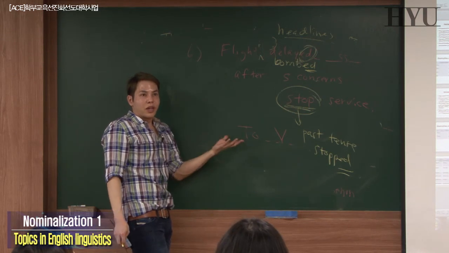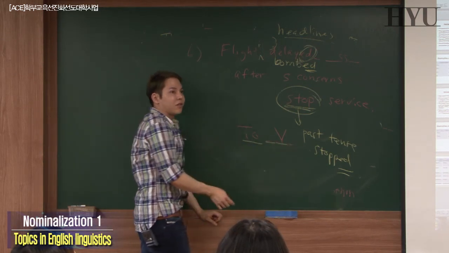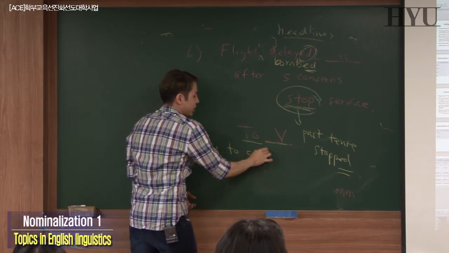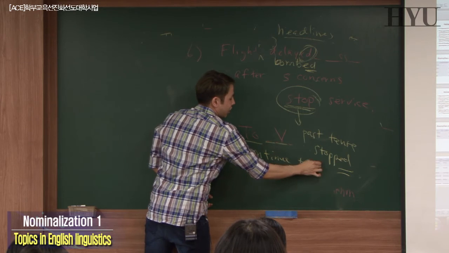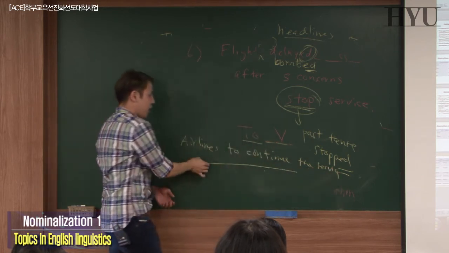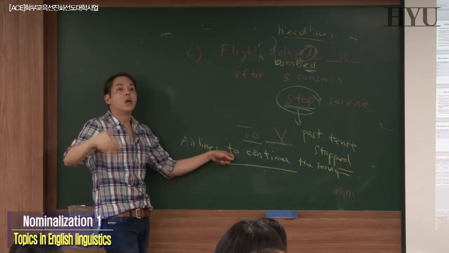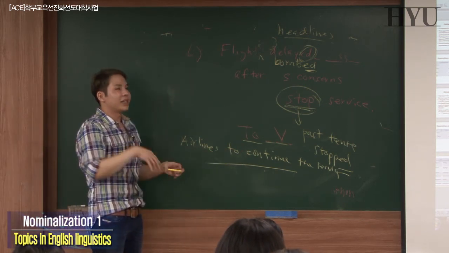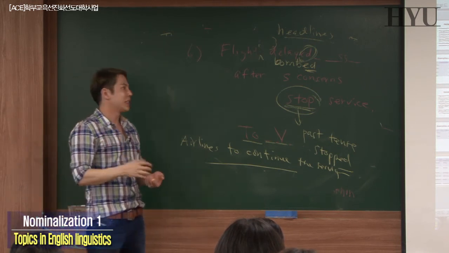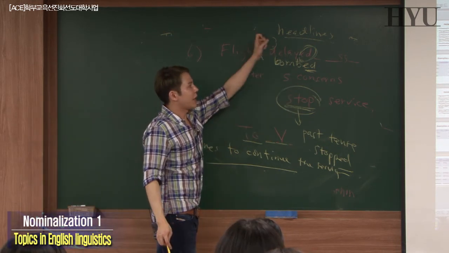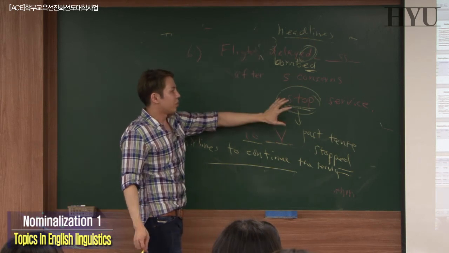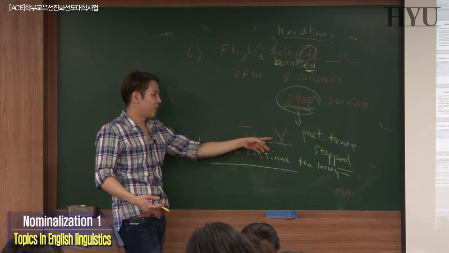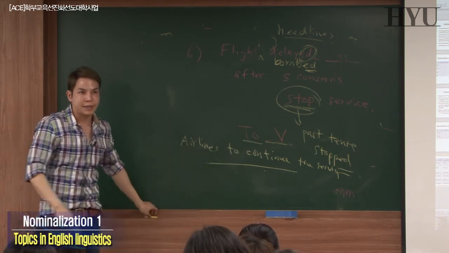And what about the future event? You use to plus infinitive. Let's say, airline to continue the service. This is not on the handout, but to continue, that's like the airlines will continue the service. We are talking about headlines only. Because in headlines you need to be short, you need to be concise. So ED is for the passive voice, the infinitive is for the past tense, and to plus infinitive is for future events.